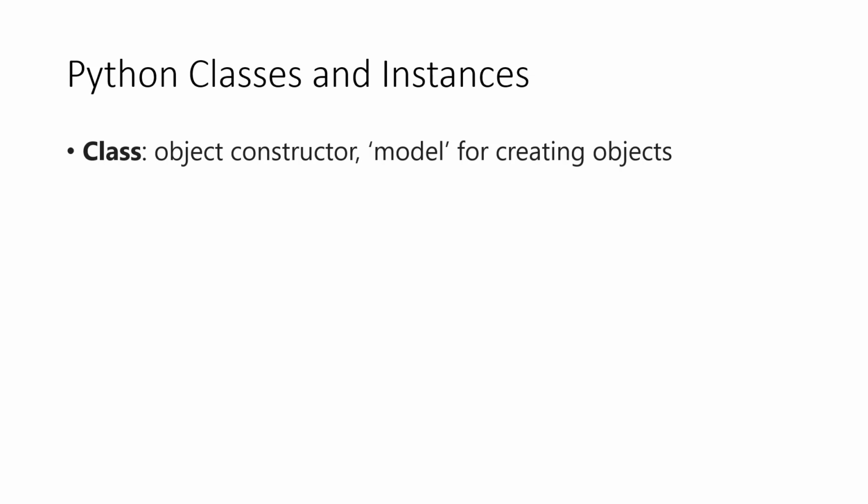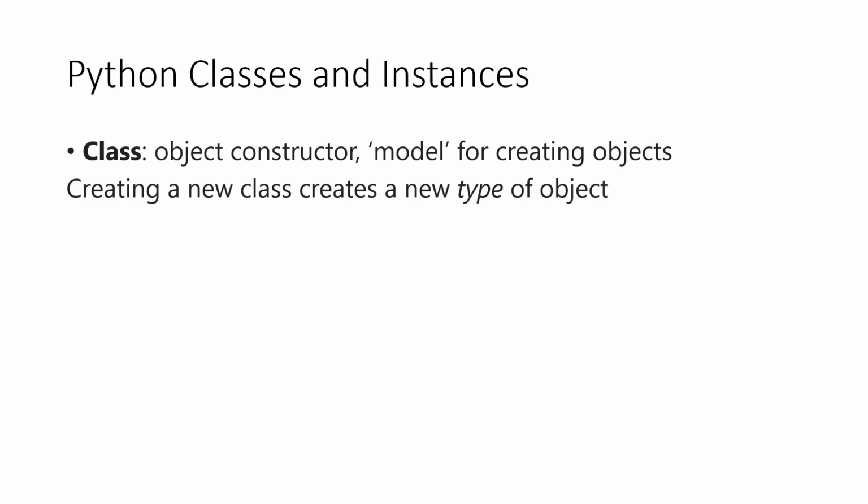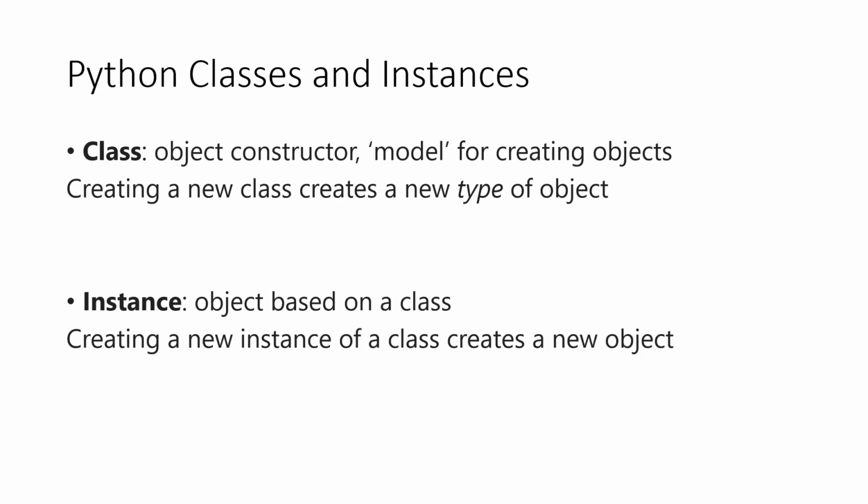Python classes are like the constructors of objects. They are more like the model or blueprints for creating objects. So, creating a new class creates a new type of object. Once we have a class defined, so we know how the object should look like, we can create objects by creating instances. So when we are creating a new instance based on a class, we're creating an actual object.